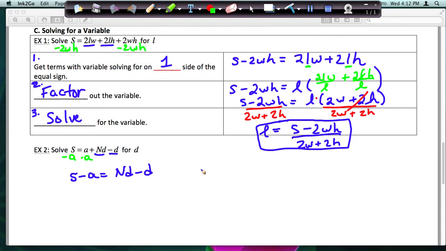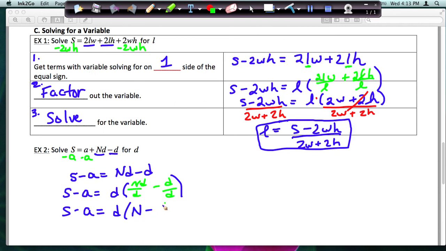Okay, step 2 says factor out that variable. So I'm going to factor out the D on the right-hand side. So I'm going to have S minus A equals, pull out the D. It means I'm dividing. So ND divided by D minus D divided by D. Okay. So I get S minus A equals D times N minus, be careful here, D divided by D is 1, so you should have a 1 there. Here the D's cancel.